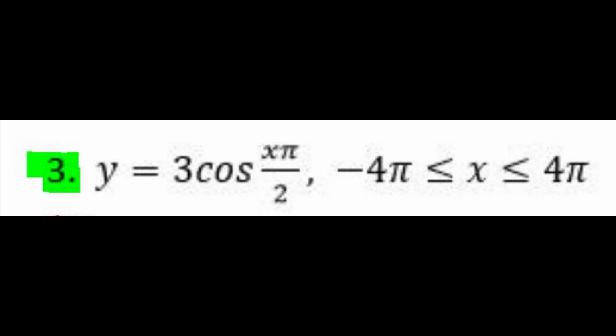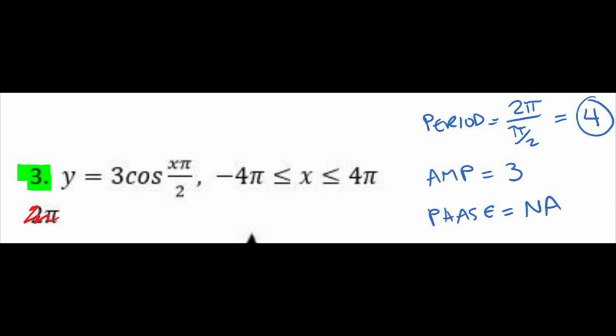So to figure out what my period is, I'm going to do 2 pi divided by pi divided by 2. You do keep, change, flip, and do all the work for that. Your pi's will cancel off, and you'd be left with a 4.